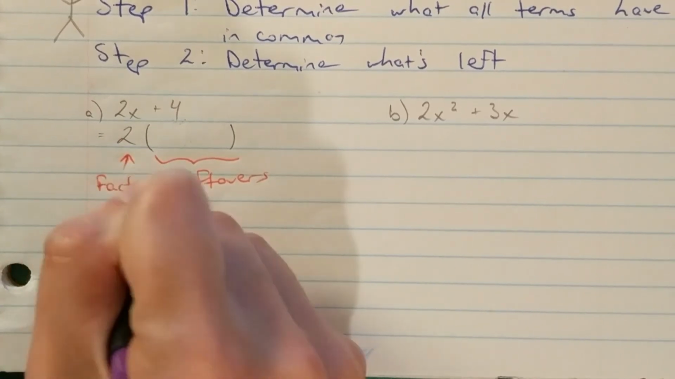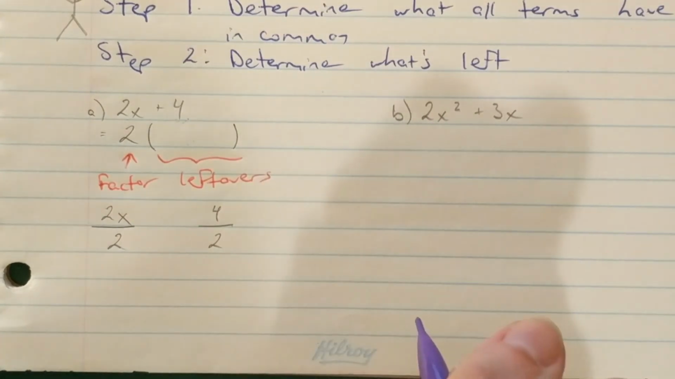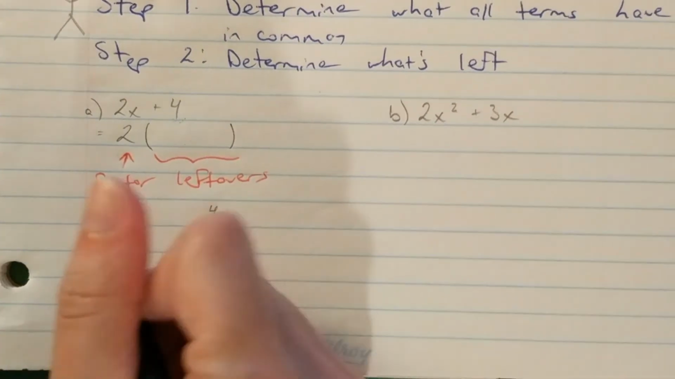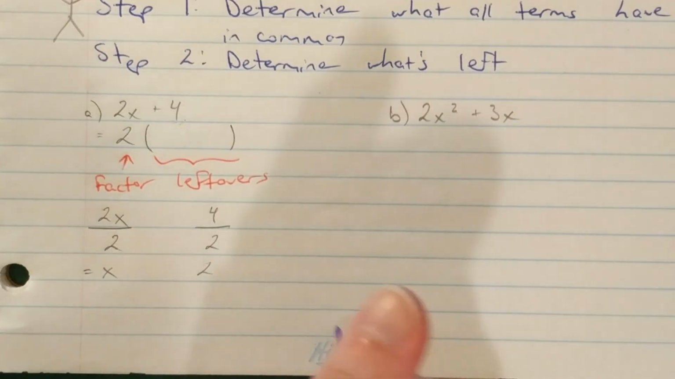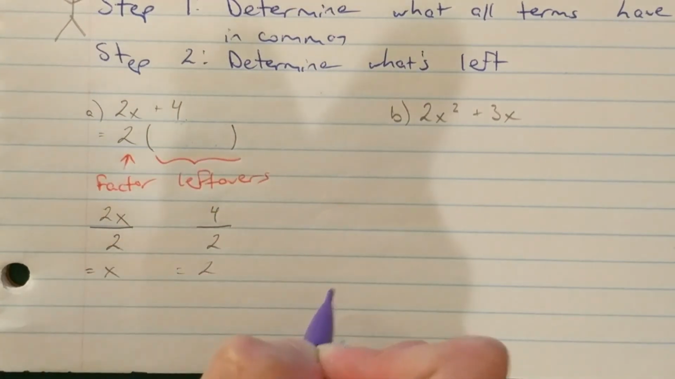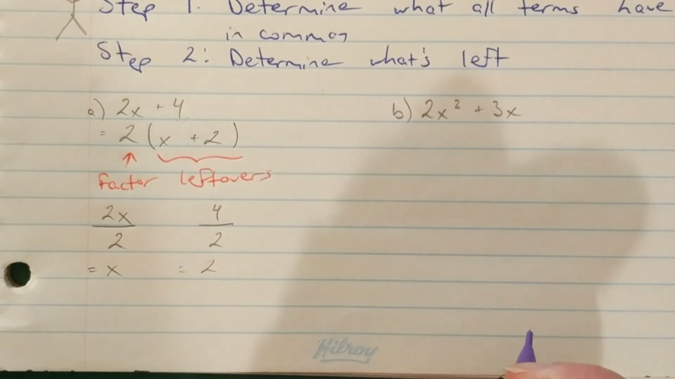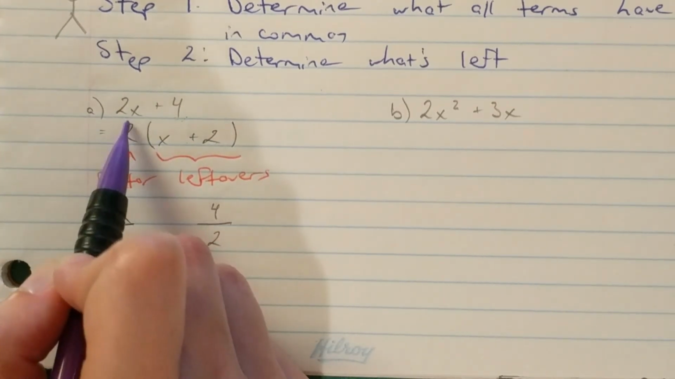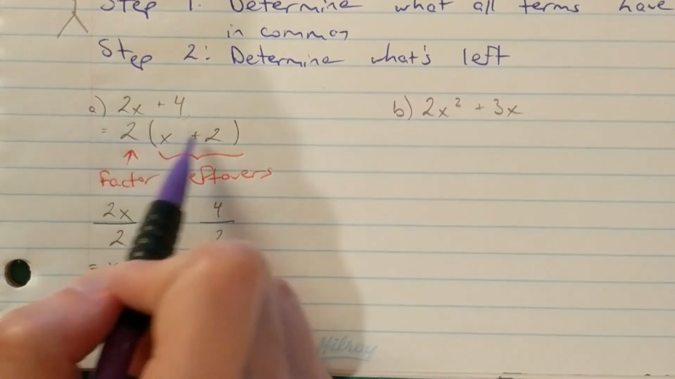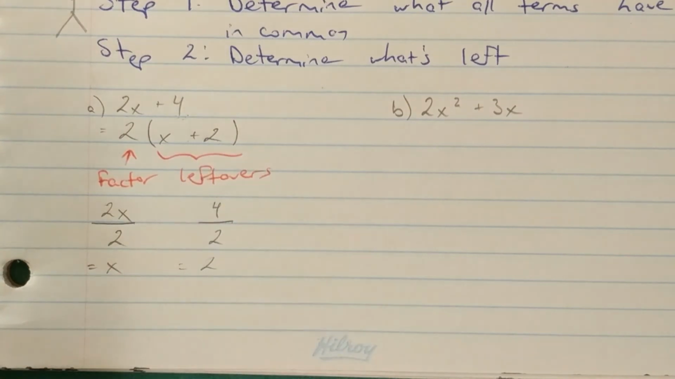So I'm just down here, I'm going to do 2x divided by 2, and I need to do 4 divided by 2. Well, 2x divided by 2 is x. 4 divided by 2 is 2. Therefore, what I have left in my bracket, the leftovers, is x plus 2. Now, if you want to think about expanding this and going backwards, just double checking your work, that's a great idea. 2 times x is 2x, so my first term is correct. 2 times 2 is 4. My second term is correct, and therefore I have factored this correctly.